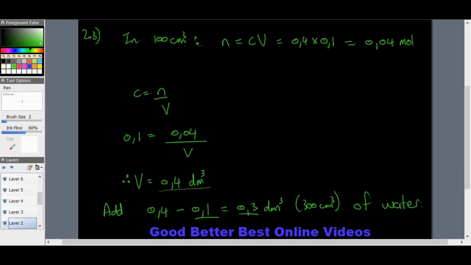This is the volume for this amount of moles. This is the volume that's going to give you this concentration over here. Therefore, we've worked backwards almost to find the amount of water that we need to add to 100 cubic centimeters of solution to get the concentration down from initially, I think, 0.4 down to 0.1. Are there any questions on 2.3? All right, guys, we're going to go for it.